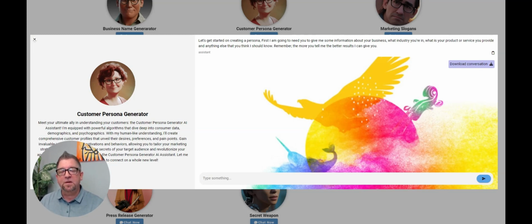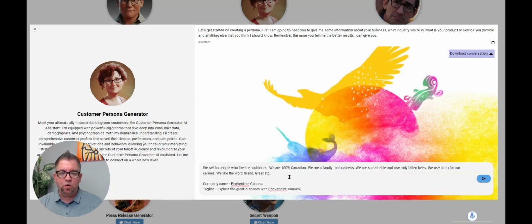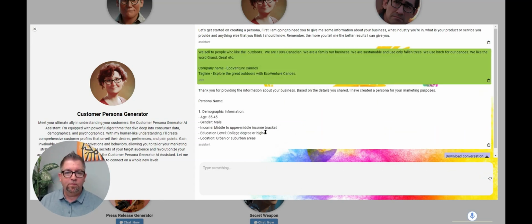Now, like the business name generator, I already have some information on our customers, on a business name that we've chosen, and even on a tagline. So I'm just going to paste that in here. And as you recall, we sell canoes to people who like the outdoors, 100% Canadian, family run. We decided to go with the company name of Eco Venture Canoes, and our tagline was Explore the Great Outdoors with Eco Venture Canoes. So this is a lot of information. We can certainly give it even more information. Again, as you recall, the more information we give the AI, the better the answer it'll give back to you. So here we go.